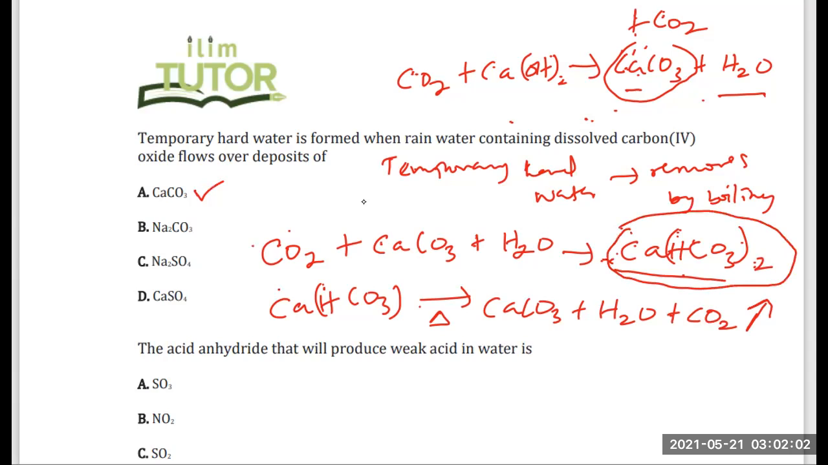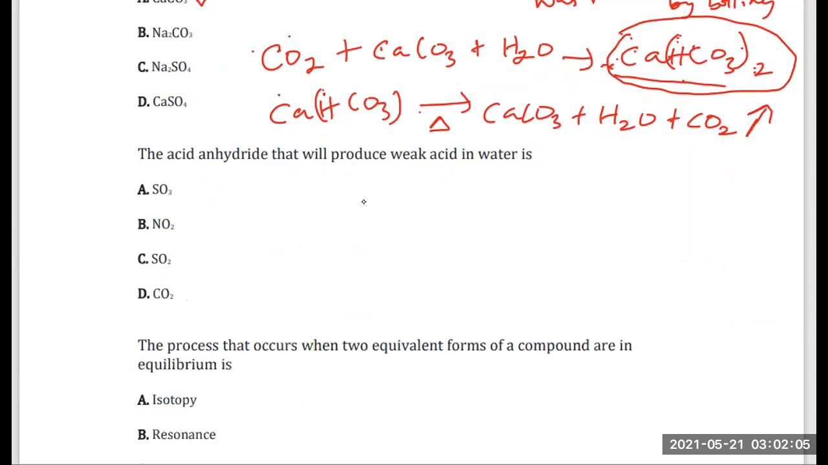The next question said the acid anhydride that will produce a weak acid in water is what? So we first need to look at all these acid anhydrides. If SO3 reacts with water, that is theoretically so. Don't forget that in the formation of H2SO4 in the contact process, you don't add SO3 directly to water, because that reaction is extremely exothermic, and as a result, we first dissolve SO3 in H2SO4 to form oleum before adding to water.